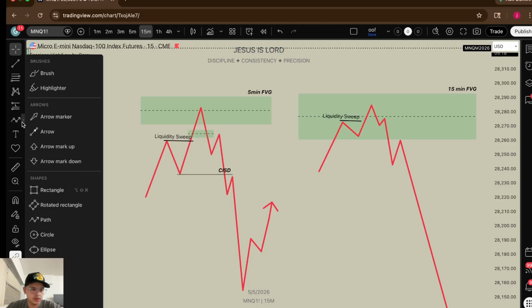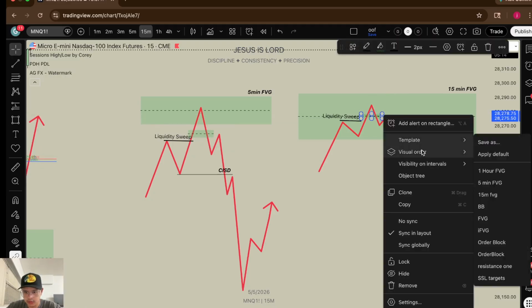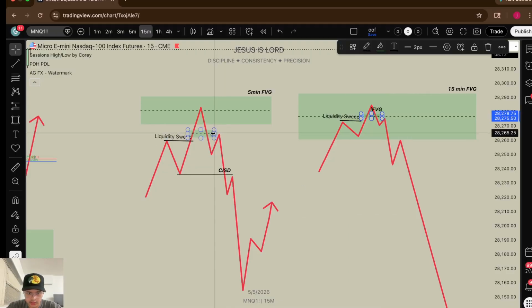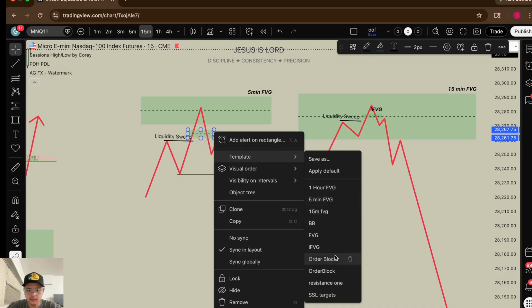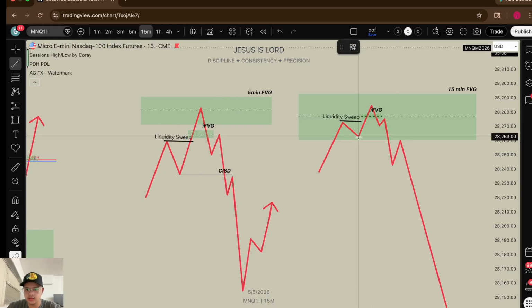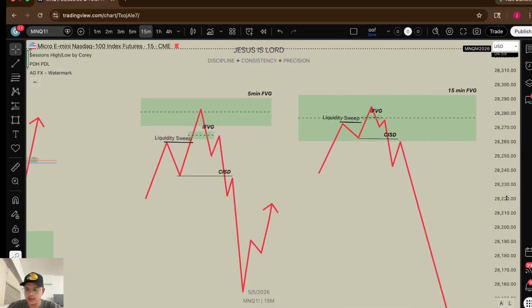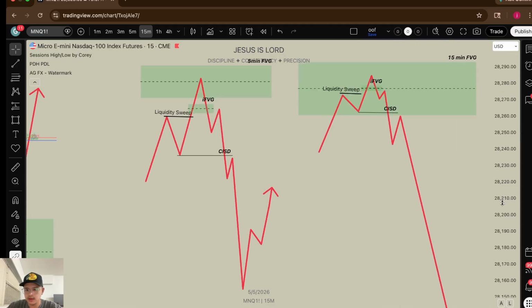Okay. This is your inverse fair value gap. IFVG. This is literally the same drawing that we did in the TV the other day. Changing the state over here, guys. All right. You see that?